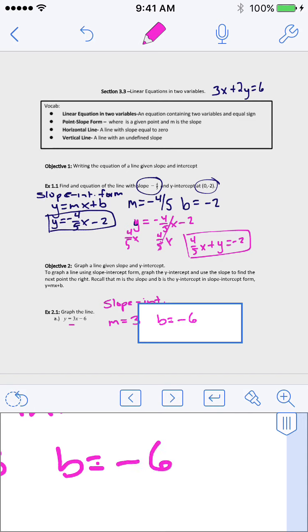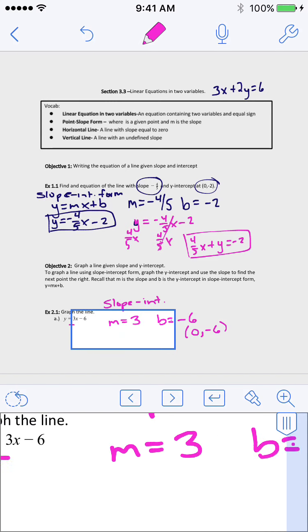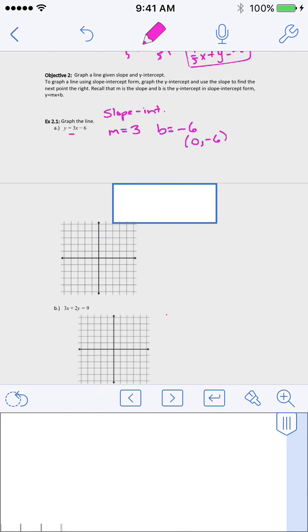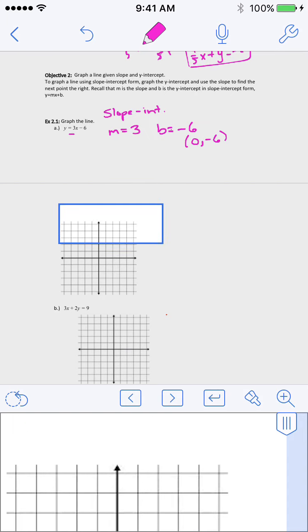Now the b is negative 6, but we all know that the y-intercept is never written as negative 6. A y-intercept is not a number. So this b equals negative 6 tells us that our y-intercept is 0, negative 6. Now let's use that information to graph. So again, we'll start with our starting point, our 0, negative 6.